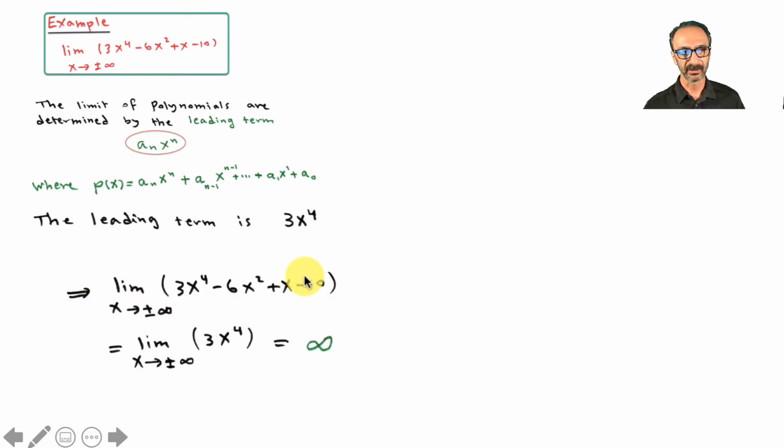Limit of this package right here. I'm skipping reading. It will be the leading coefficient only. And of course, whether you go positive or negative doesn't make any difference. It's fourth power, and it's going to end up at infinity.